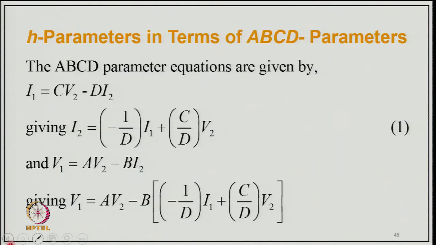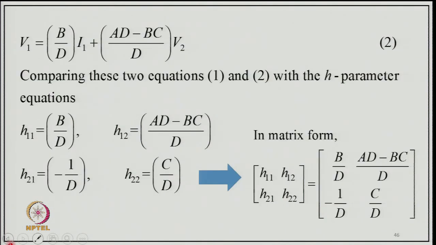Then, H parameters in terms of ABCD parameters. The ABCD parameters equations are given as V1 equal to A V2 minus B I2, and I1 equal to C V2 minus D I2, from which we can find I2 by dividing by D and taking the other term to the other side: I2 equal to minus 1 upon D into I1 plus C upon D V2. From the first equation, V1 equal to A V2 minus B I2, we get V1 equal to A V2 minus B in bracket minus 1 upon D I1 plus C upon D V2, from which V1 equal to B upon D I1 plus AD minus BC upon D into V2.